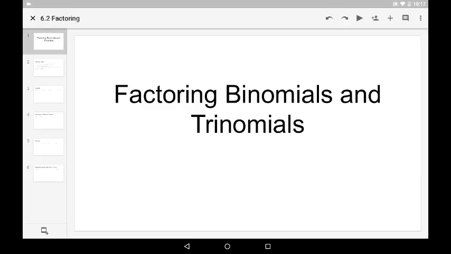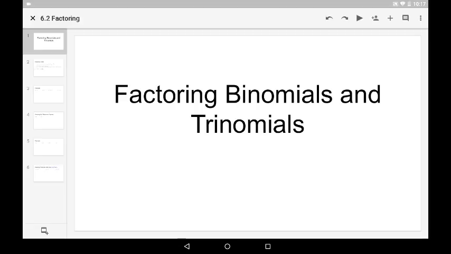Today we're going to be talking about how to factor binomials and trinomials. So when you think about factoring, you're probably thinking about things you may have learned in elementary school, like greatest common factor. It's where you take a number or two numbers or whatever and you take out the numbers that multiply to get that number.